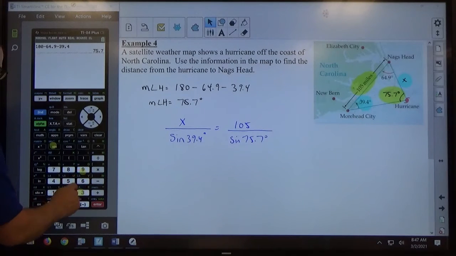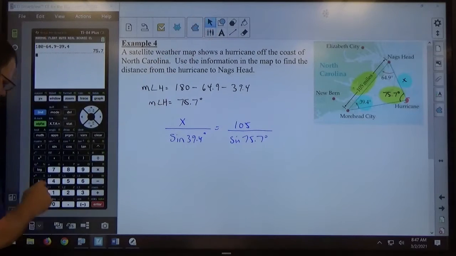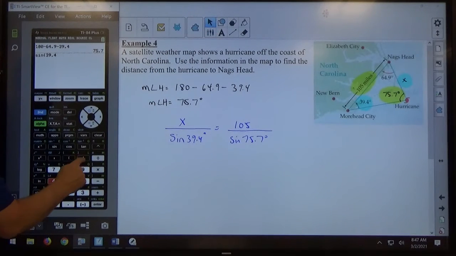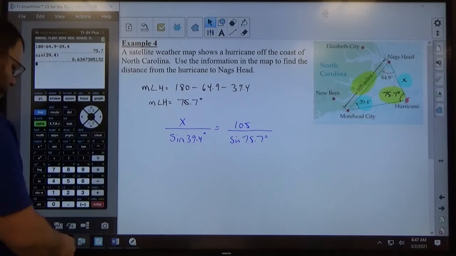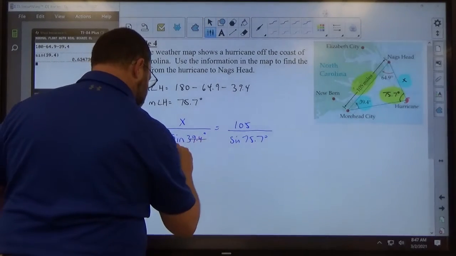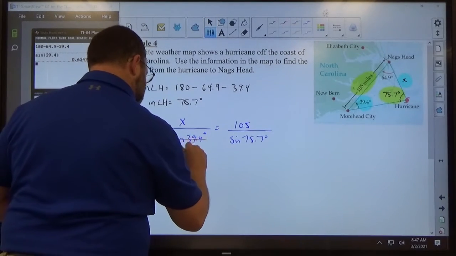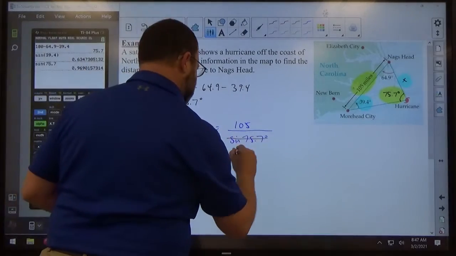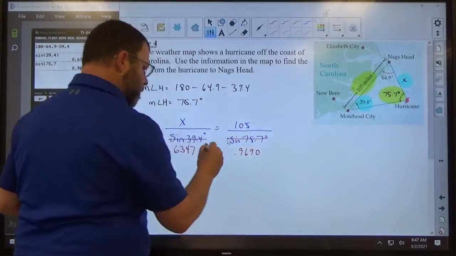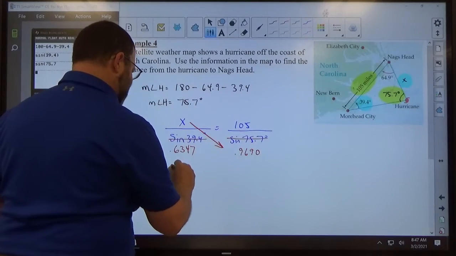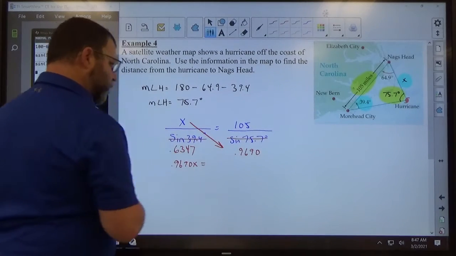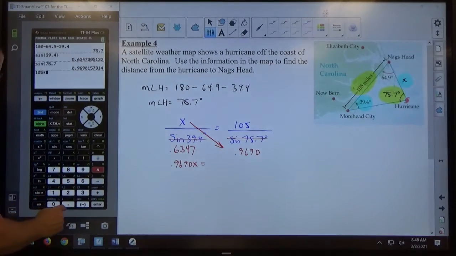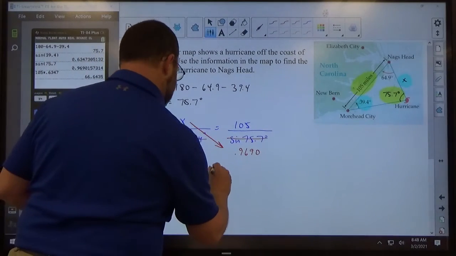Sine of 39.4 is equal to 0.6347. Sine of 75.7 is 0.9690. We cross multiply: 0.9690x equals 105 times 0.6347, which is 66.6435.